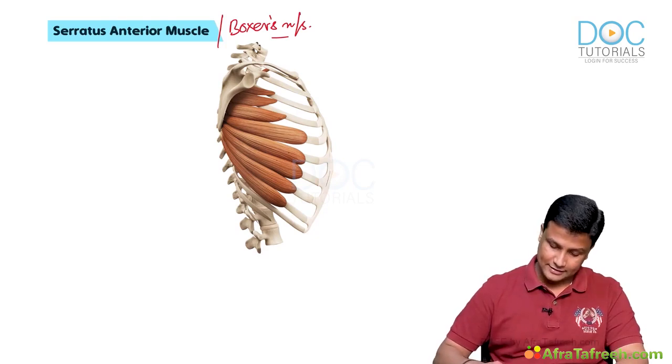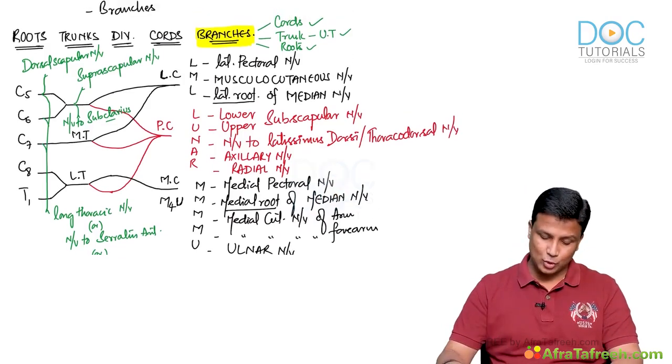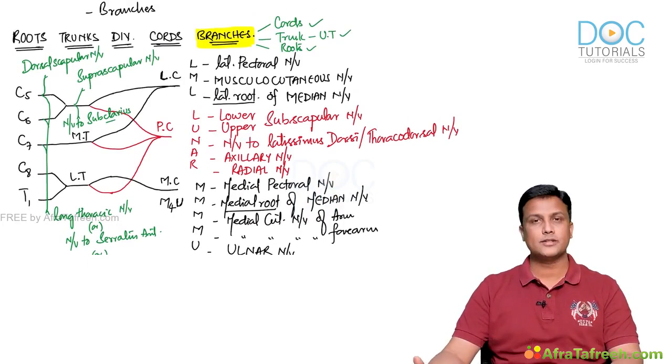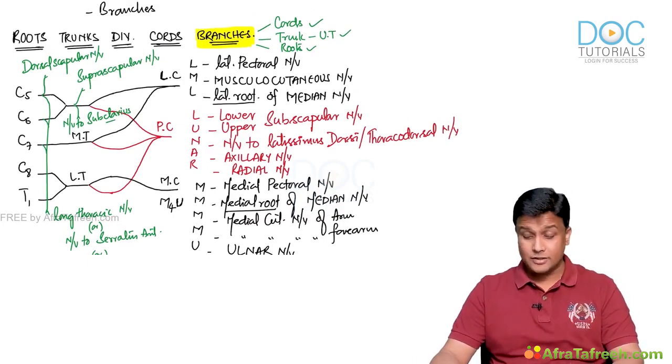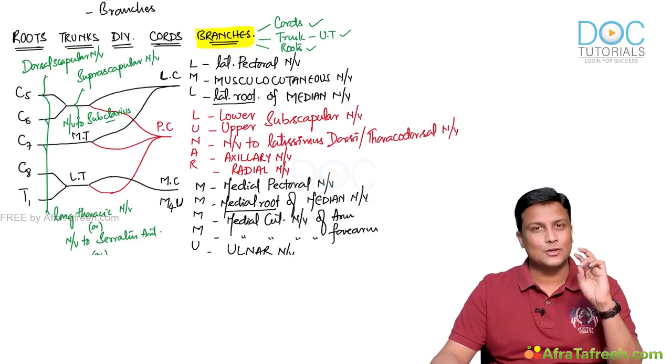entire brachial plexus. The origin and all the 5 parts: the roots, trunks, divisions, cords, and finally the branches. And branches are given from where? The branches are given from the cords, the trunk, as well as the roots, guys.